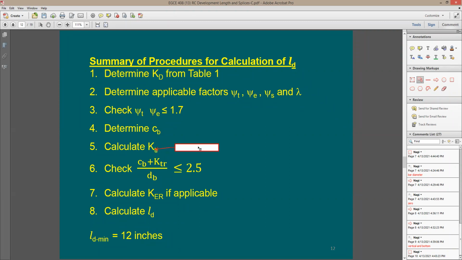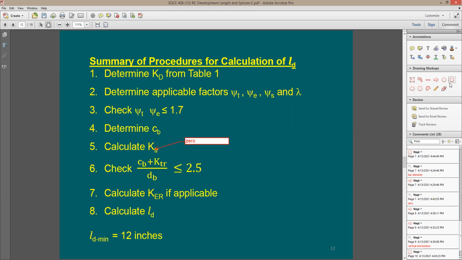So I'm going to put it here. Just take it here to be 0. No worries about it. And then you do the check for also this cap value, C sub B plus K sub TR divided by d sub B to be within 2.5. And then if you really want to apply this K sub ER, use it. If I didn't ask you for it, and no information is provided about what is needed and what is provided, don't worry about it. And then after that, you do L sub D.